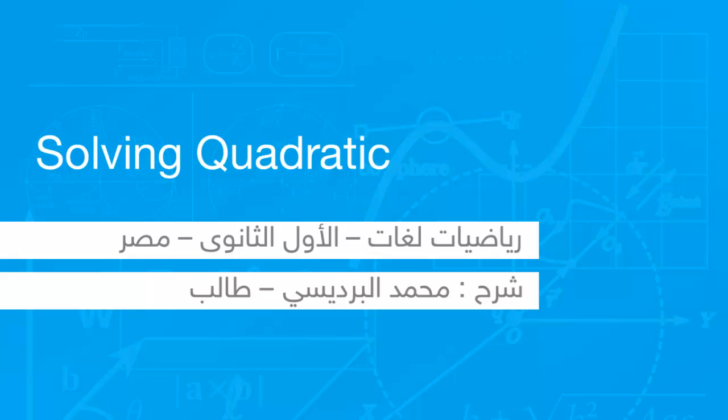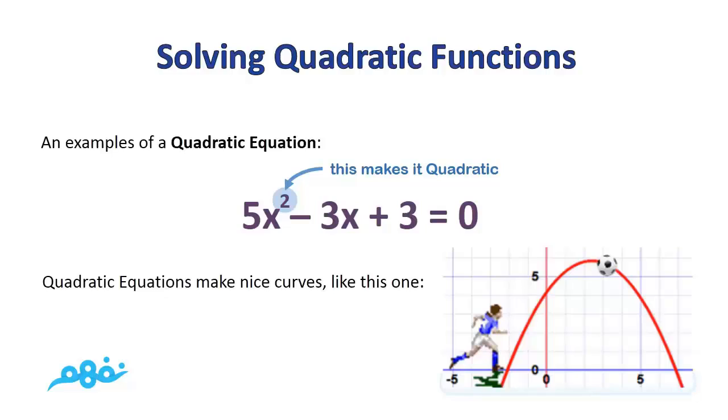Hello, my colleagues, and this is a new lesson about solving quadratic functions. Yes, 5x to the power 2 minus 3x plus 3 equals 0. Yes, this power 2 is the tricky thing that makes it quadratic. And by graphing the quadratic functions, we can find very nice curves like this.